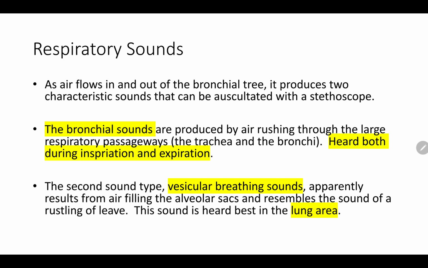So again, we have the bronchial sound, heard both during inspiration and expiration. And we also have the vesicular breathing sounds, and this sound is best heard in the lung area. Okay, so there we go.